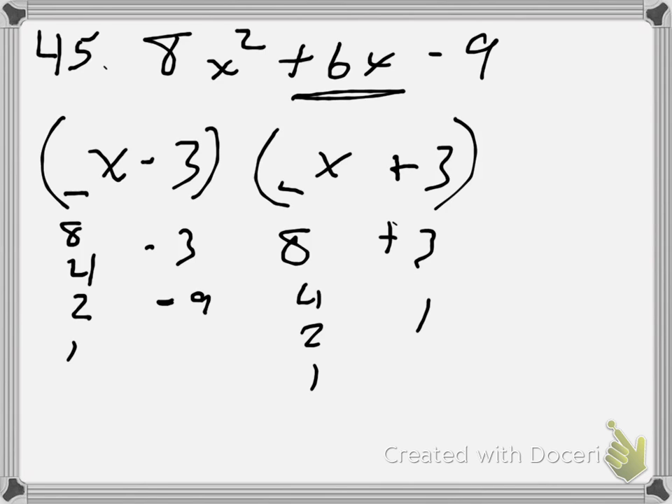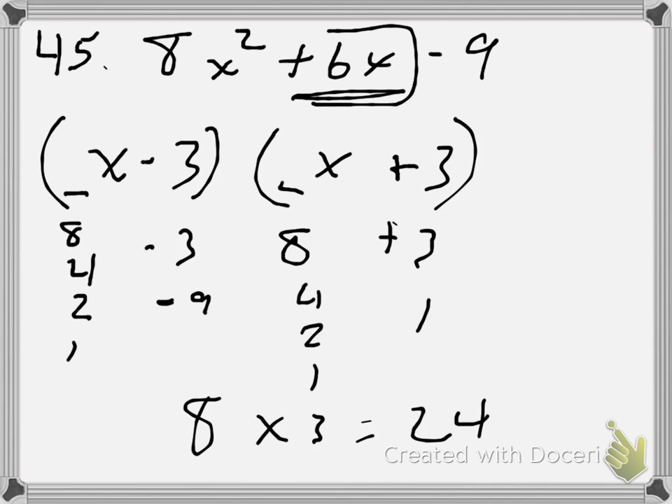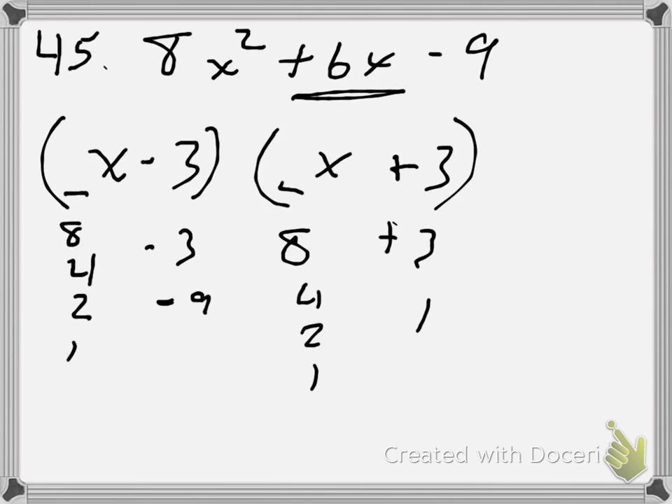If we do 8 times 3, 8 times 3 is going to give us 24, and 24 is way too big to give us the 6x. That's 6x we need in the middle. So we know we don't want to use an 8 in the front, and we know that has to be the biggest possible factor, so we're going to go ahead and try a 4 here.